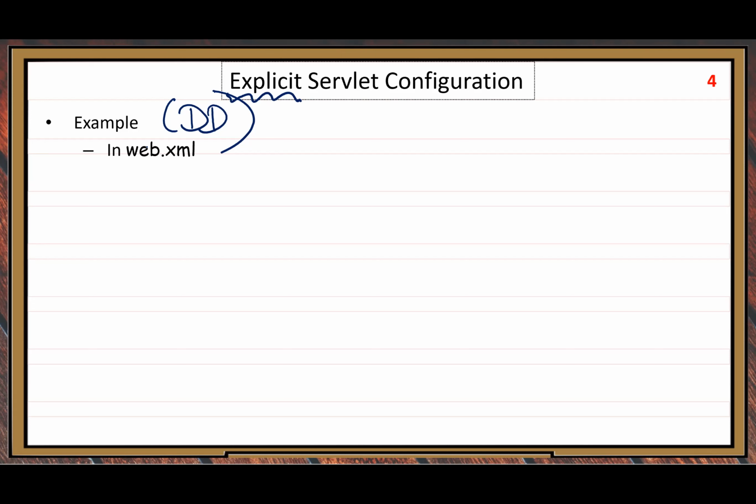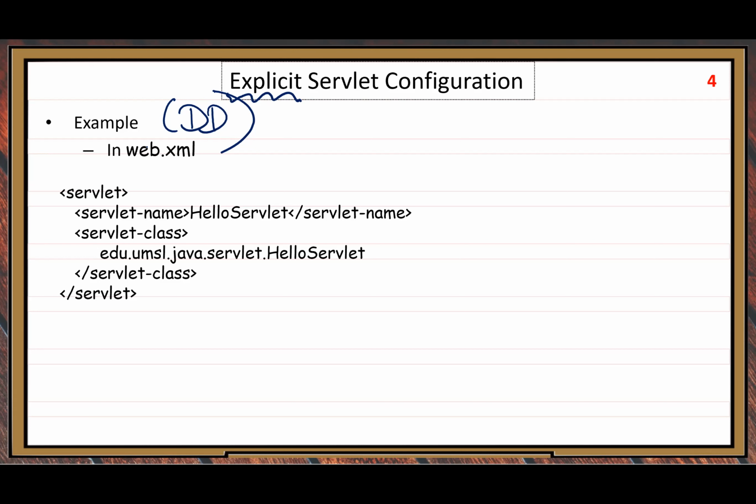All right, so what is the content of it? There are two XML elements. Here, I assume you have a basic XML background. This is our first XML element, the servlet element. Inside the servlet element, you need to specify the servlet name, servlet-name, the element name. Hello servlet.